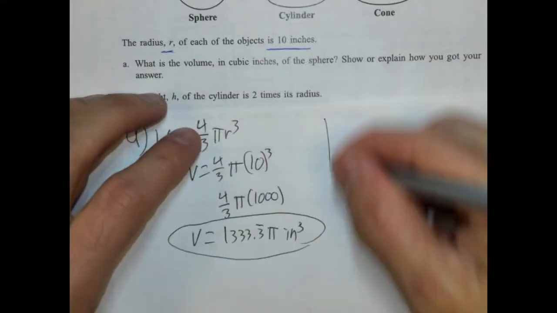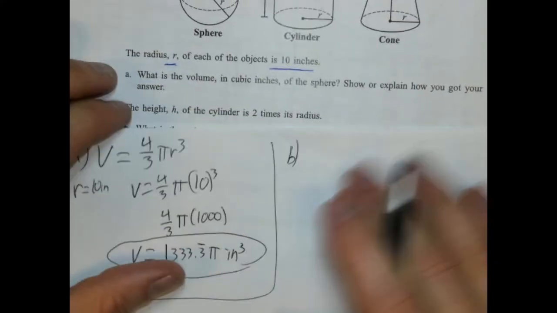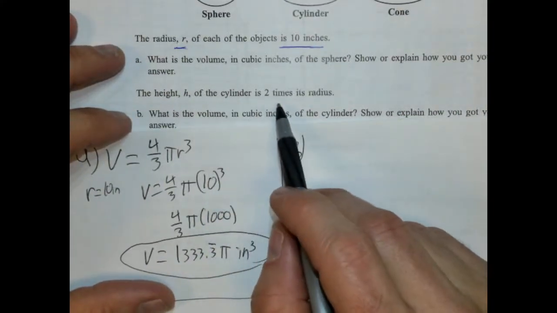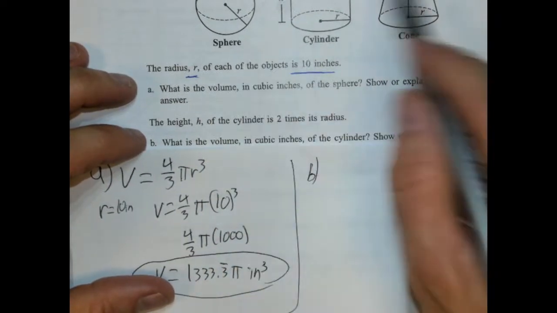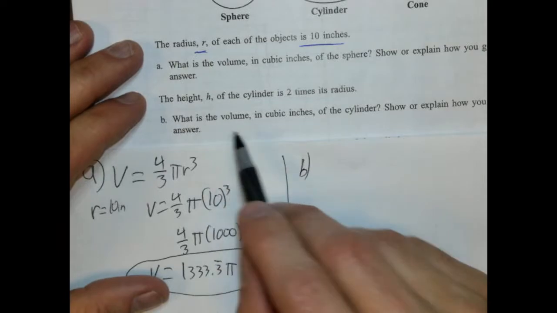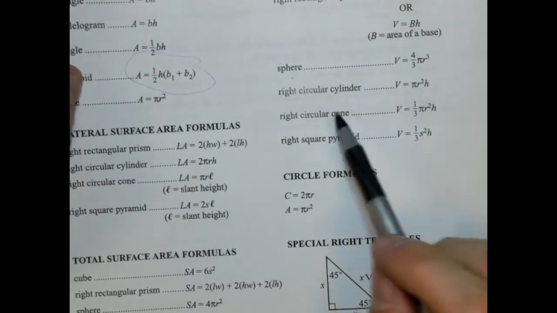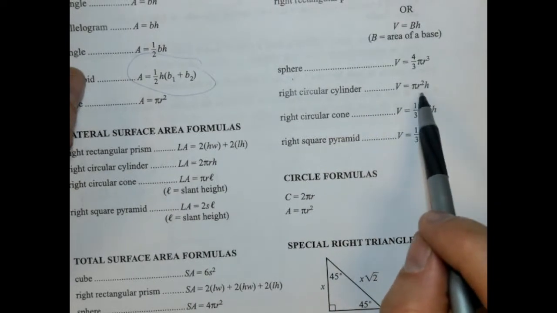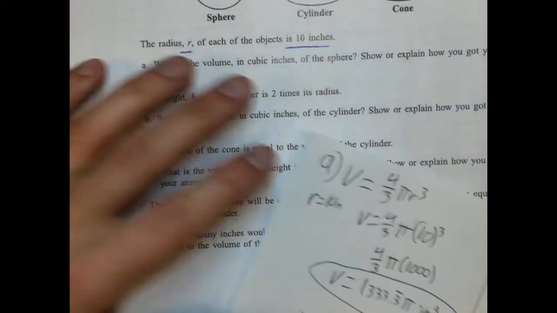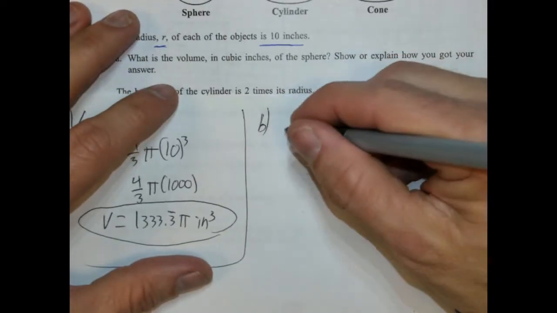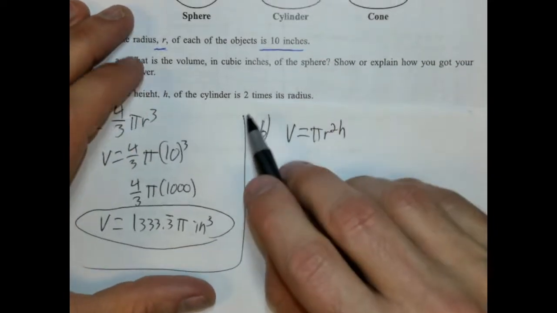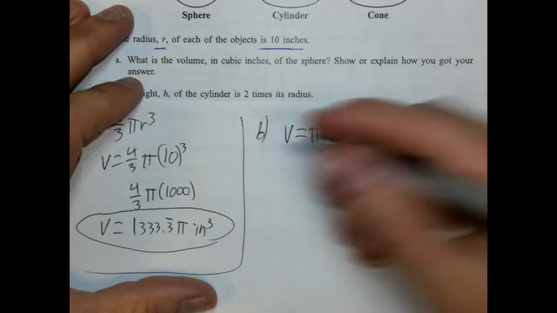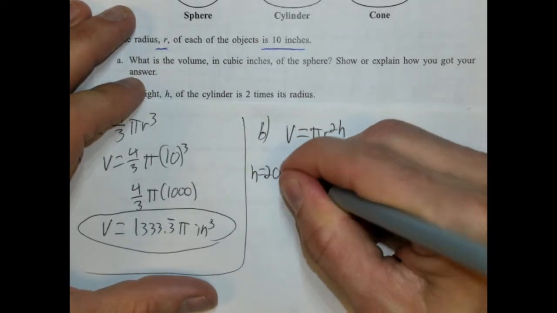Okay, and that's it. Part B. They say the height of the cylinder is 2 times its radius. And the radius of all the objects is 10, so they all have the same r, which makes it easier. What is the volume of the cylinder? We need the cylinder volume. It's a right circular cylinder, so pi r squared h. So V equals pi r squared h. We know the h is 2 times the radius, so 2 times the radius would be 20. So h is going to be 20.